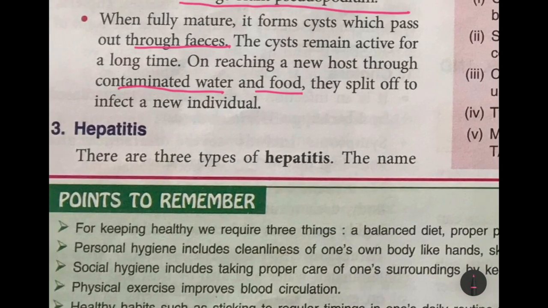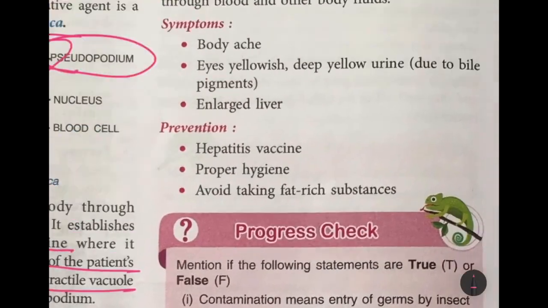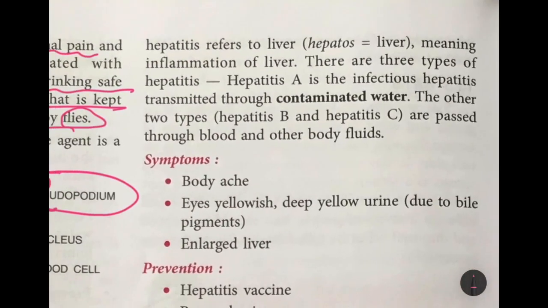Next, we move on to hepatitis. You have heard about hepatitis. There are three types of hepatitis. When we talk about hepatitis, children, hepatitis means a liver disease. In biology, remember, hepatitis means liver, hepatic, hepatitis. What happens? The liver becomes swollen up, inflammation of the liver.